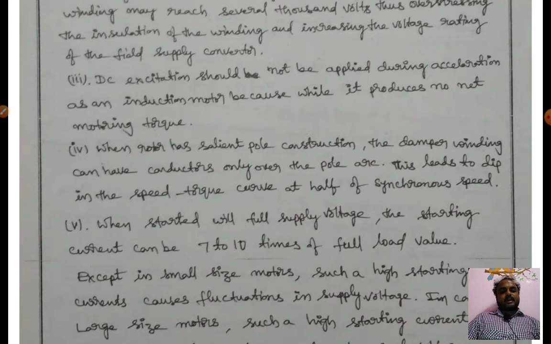Since poles are projected outside of the rotor, the damper windings can have conductors only within the pole arc. So this leads to a dip in the speed torque curve, right.